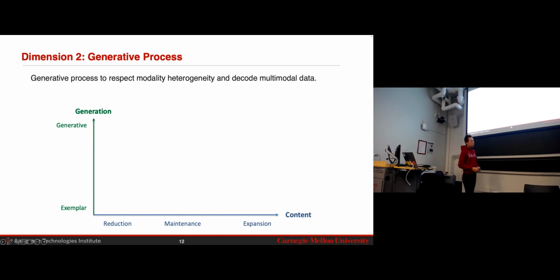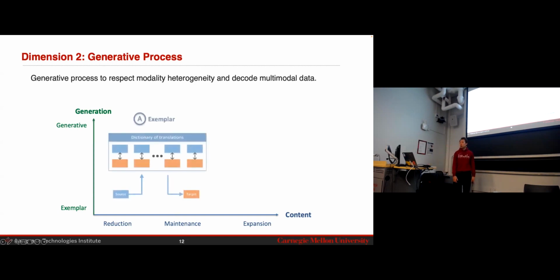The other big dimension that we're typically going to use to categorize different types of work is the generative process itself. The generative process can be more example-based or can be actually generative, based on generative models. Today, we're going to talk a bit more about example-based. By example-based, what happens is that you have a dictionary of translations. For example, you have an image and its corresponding caption, another image and its corresponding caption, and a huge data set of images and their corresponding captions. If I give you a new image, you're going to search for the nearest image and just output that corresponding caption. Typically, this is called a dictionary of translations.